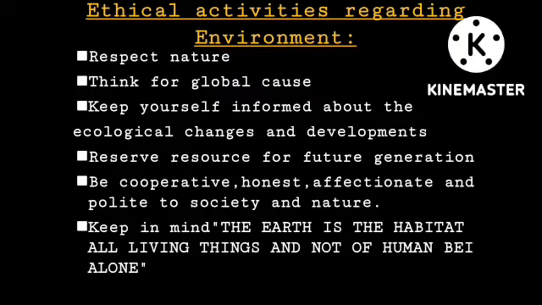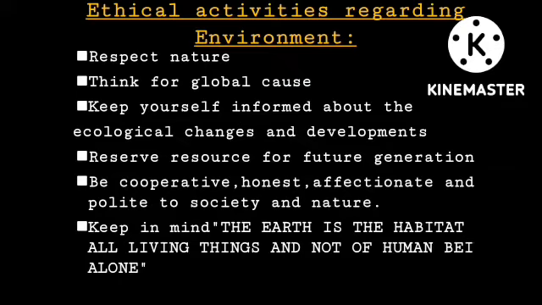Another one is we have to keep ourselves informed about ecological changes and developments. Whatever ecological changes and developments are occurring in our atmosphere, we have to be informed about them, right? Another one is reserving resources for future generations. We have to reserve every kind of resource for our future generations. It is nothing but sustainable development. We have to adopt the sustainable development aspect, right?